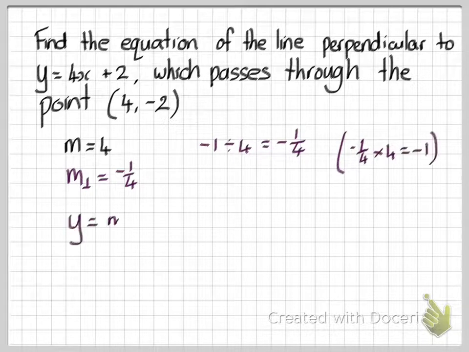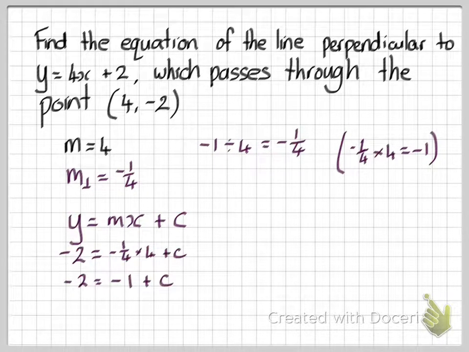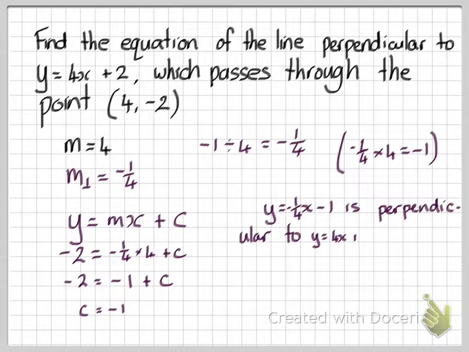Then put it into the formula, y equals mx plus c. -2 is the y value. The gradient is -1/4. Multiply it by the x value, which is 4, plus your c, change sign, and you get c equals -1. Write out the equation of the line, y equals -1/4 x minus 1, and there we're finished. It is perpendicular to y equals 4x plus 1, and it passes through the point 4, -2.